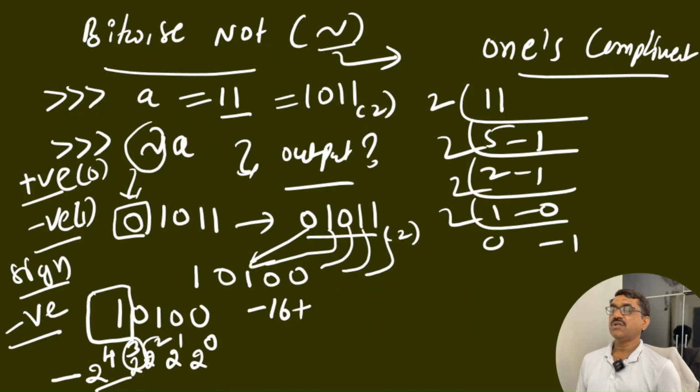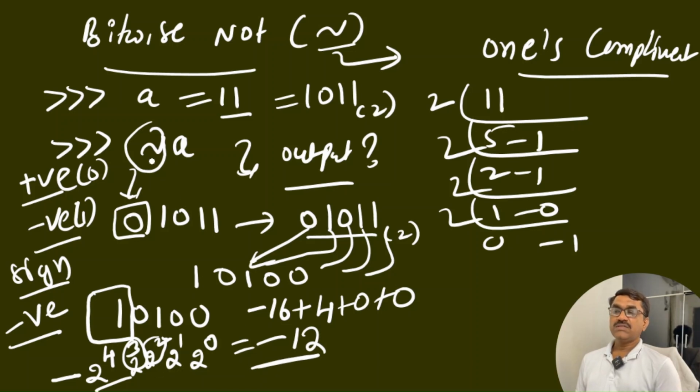This anyhow becomes 0, and this is 2 to the power of 2, which is 4 into 1, 4. So minus 16 plus 4, and this becomes 0. The remaining values are all 0. So minus 16 plus 4, here we are going to get the result minus 12. After applying the ones complement of A, or bitwise not of A, when the A value is 11 in decimal, the output we are going to obtain is minus 12. This is very, very important, right? Ones complement of A, or bitwise not of A, is minus 12. This is the way of getting the result when you apply the ones complement or bitwise not.